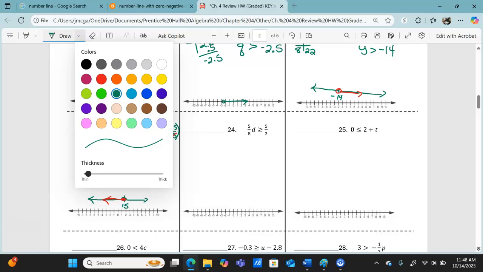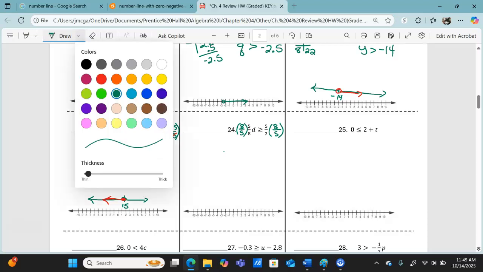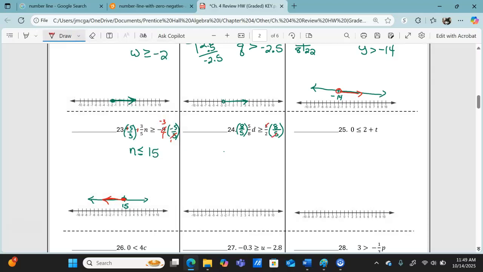And then on number 24, we are going to do the same thing, multiplying by 8/5, the reciprocal of that fraction. And here the 5 will cancel, 2 will go into 8 4 times. Over here, everything cancels. And so we end up with D is greater than or equal to 4. And so we just need a darkened dot at 4 and an arrow that way. And I forgot to write my answer in the blank in both of these.